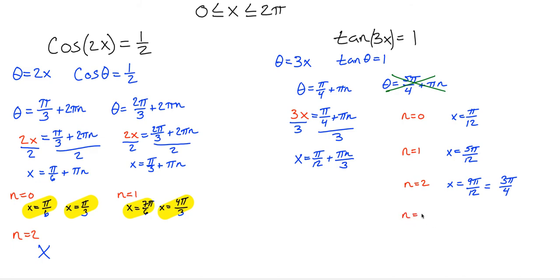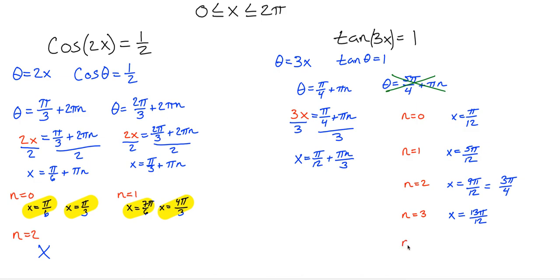So let's say that n is equal to 3. Well, if n is equal to 3, that means that we have x is equal to pi over 12 plus 3 pi over 3. 3 pi over 3 is really the same as pi. So pi over 12 plus pi is going to be 13 pi over 12. Okay, and 13 pi over 12 is still less than 2 pi, so we keep going.